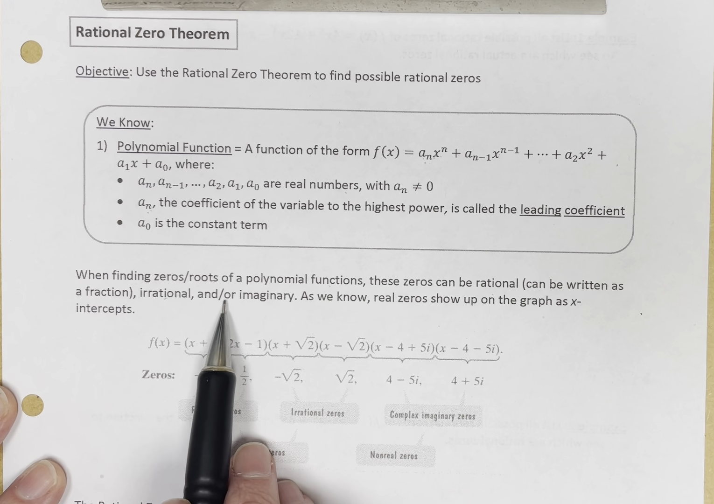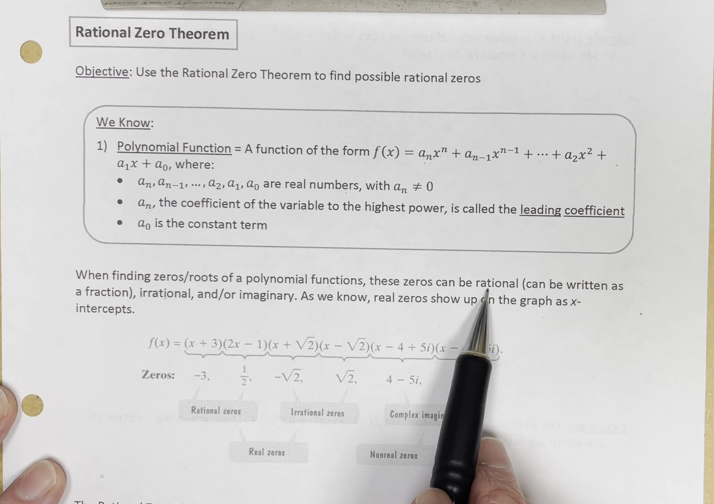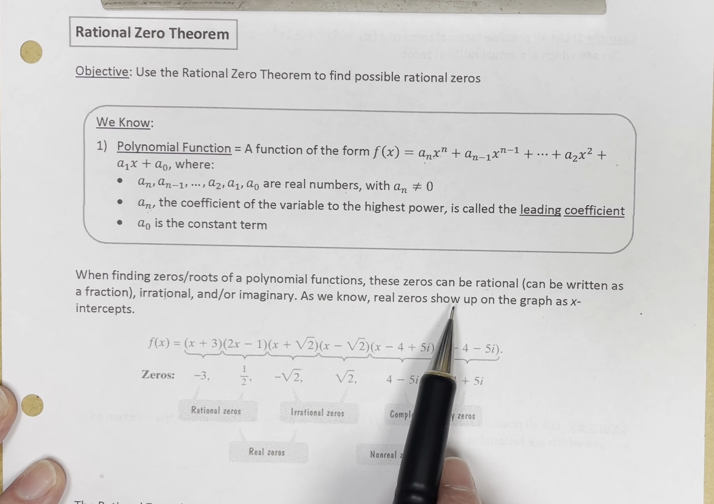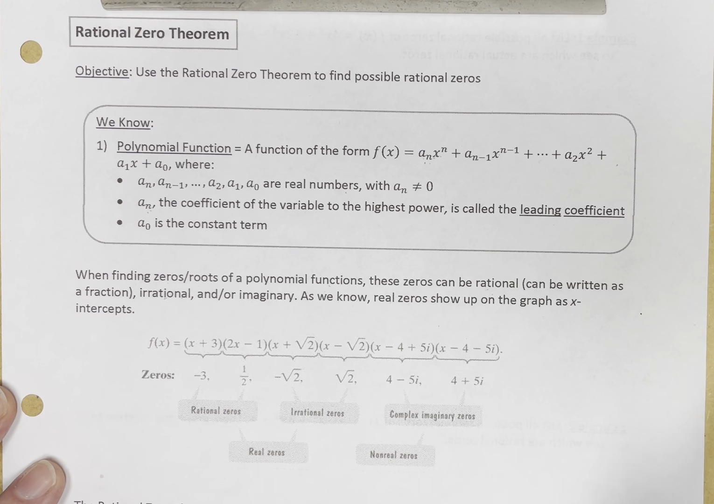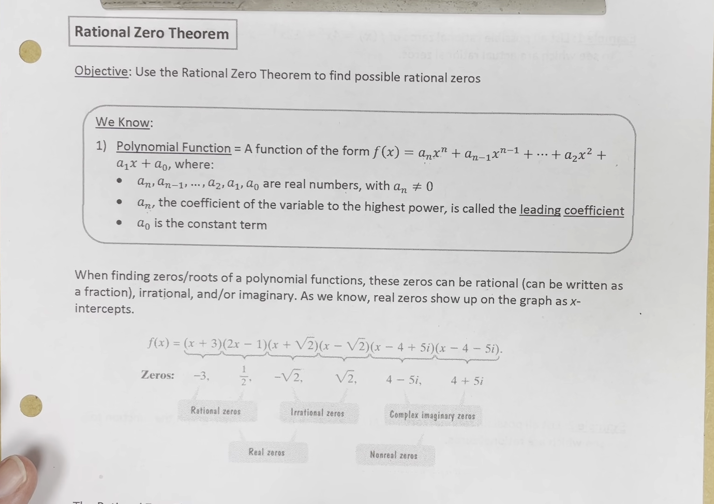Okay, as we know, our real zeros contain both the rationals and the irrationals. Our real zeros will show up on the graph as x-intercepts. Obviously, our non-real or imaginary zeros will not show up as x-intercepts.